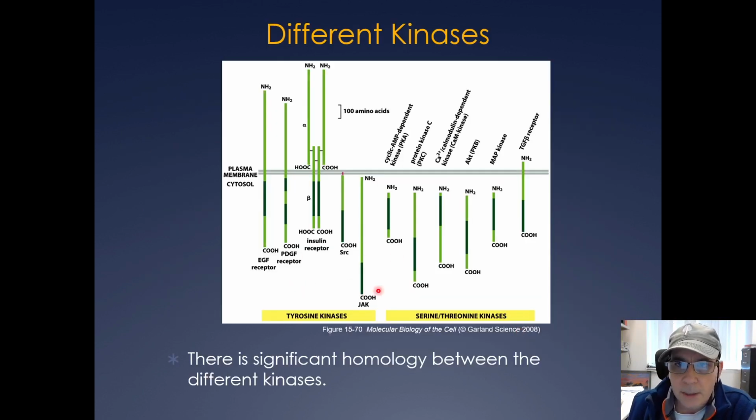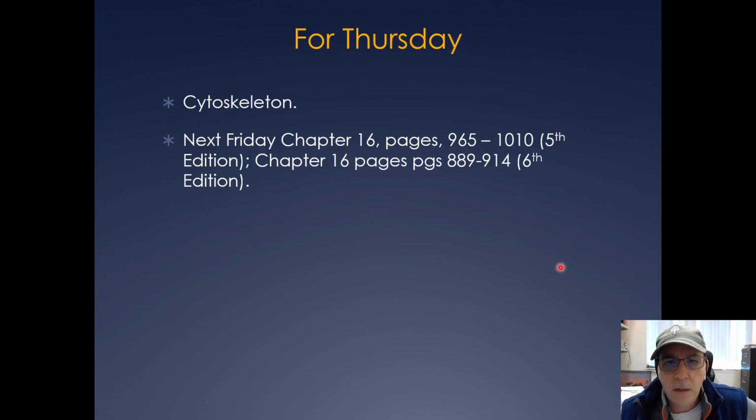Here's an example of the different kinases. You have your receptor tyrosine kinases like the insulin receptor, the platelet-derived growth factor receptor, and the epidermal growth factor receptor. Then you have other tyrosine kinases like Src and Jak. And then you have your serine-threonine kinases like cyclic-AMP-dependent kinase, protein kinase C, MAP kinases, and the TGF-beta receptor and whatnot. So that's pretty much all I have for today.